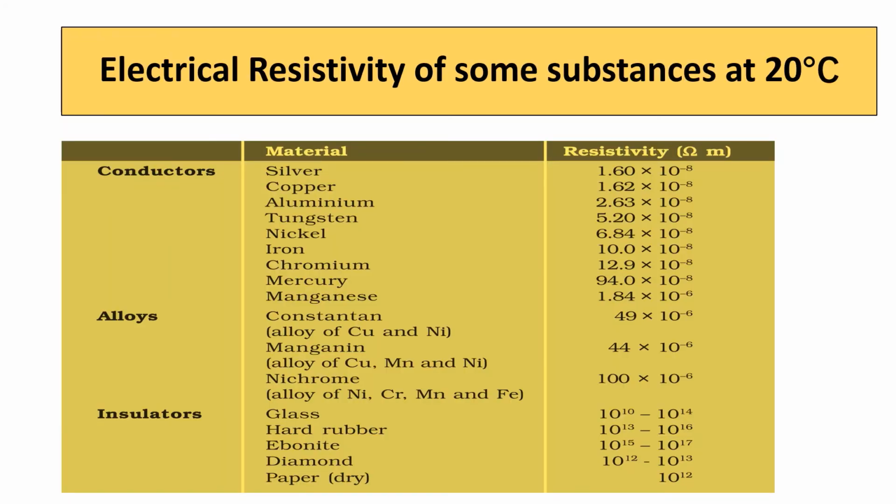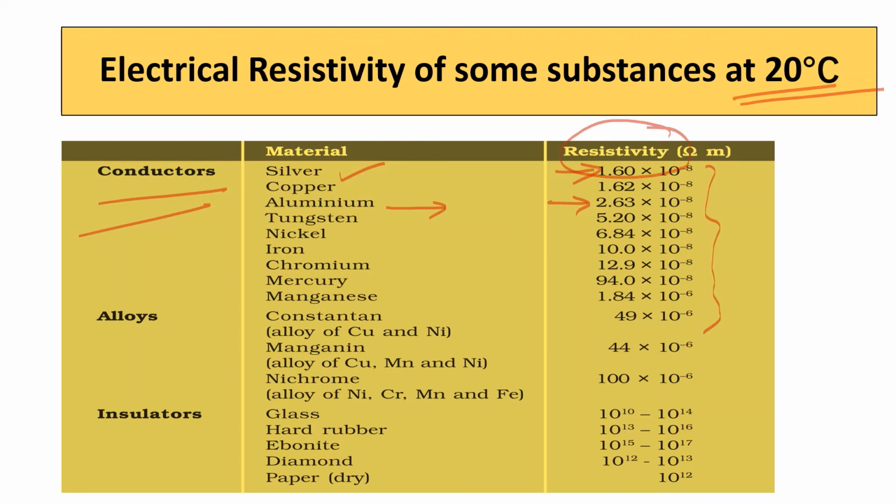This table shows you the resistivity of some substances at 20 degree Celsius. For example, silver, the resistivity is this value. For aluminium, it is this value, and so on. For the conductors, it is in the range of 10 raised to minus 8, which means it is very low. The resistivity is very low for conductors.